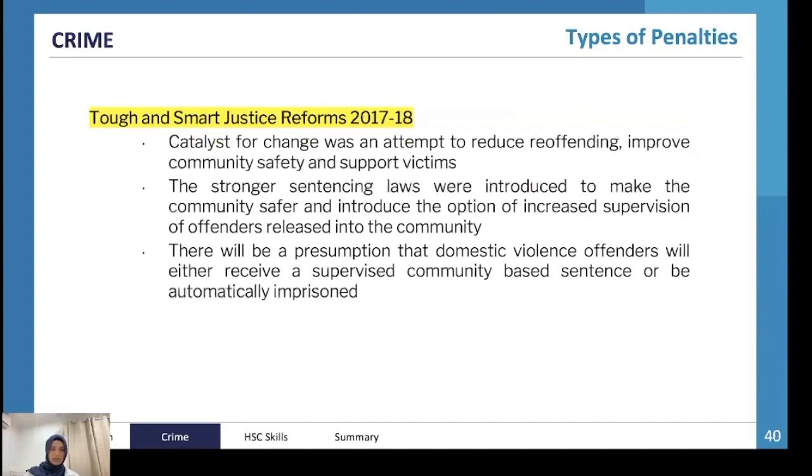So tough and smart justice reforms from 2017-18 was a catalyst for change. The catalyst for change was an attempt to reduce re-offending, which again is the main purpose of punishment in Australia, to improve community safety and support victims. So the stronger sentencing laws were introduced to make the community safer and to introduce the option of increased supervision of offenders released into the community. There will be a presumption that domestic violence offenders will either receive a supervised community-based sentence or be automatically imprisoned.